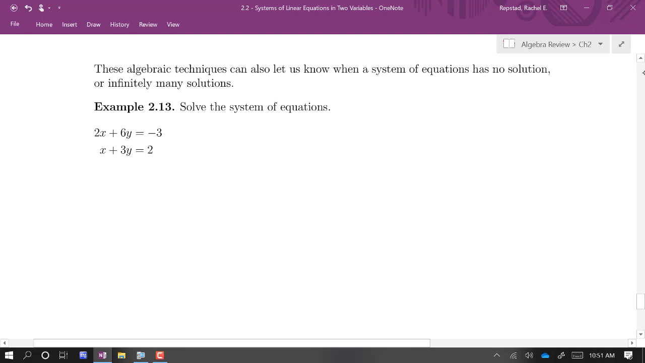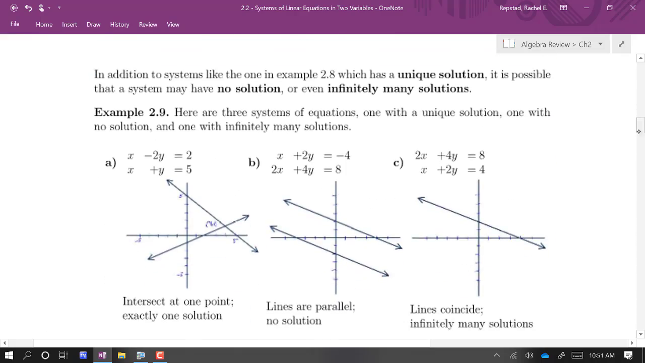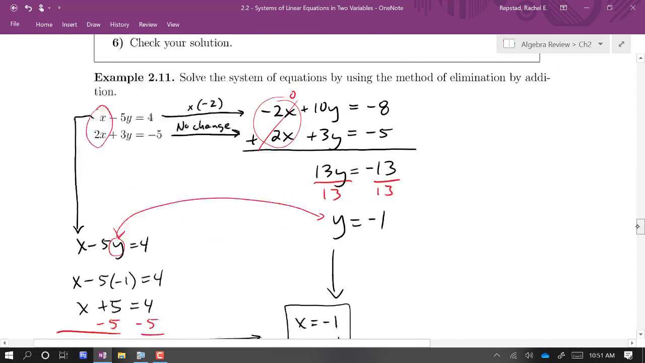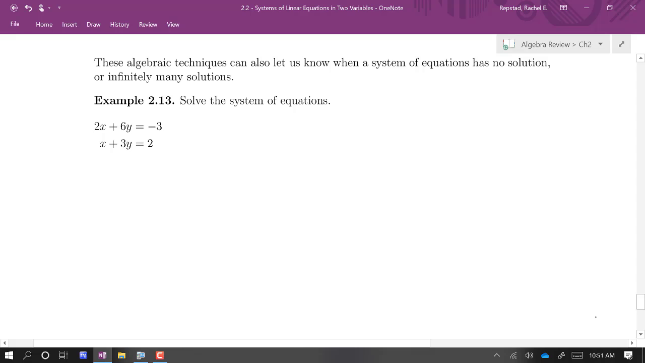All right, so let's do a couple more examples here. We mentioned near the beginning, and I'm just going to scroll back up here, that depending on how the lines look, we might be in a situation where there's just one solution. Maybe there could be no solution though, or maybe there's infinitely many. The examples we've done so far have all been like this first one, where there's just a unique solution. I got two lines that cross at one point. Our algebraic techniques can also tell us when there's no solution or when there are infinitely many solutions.